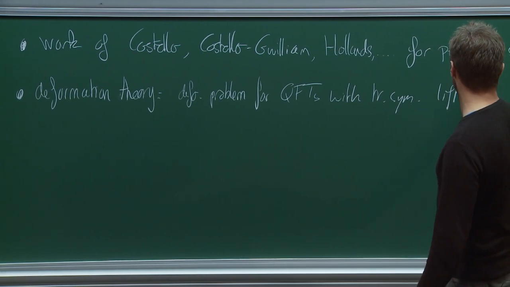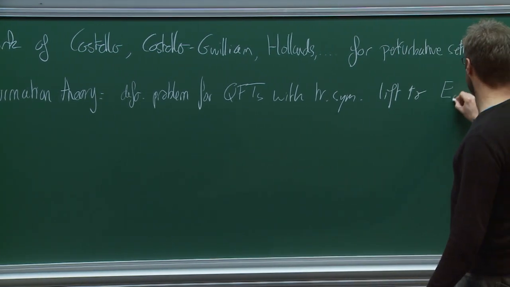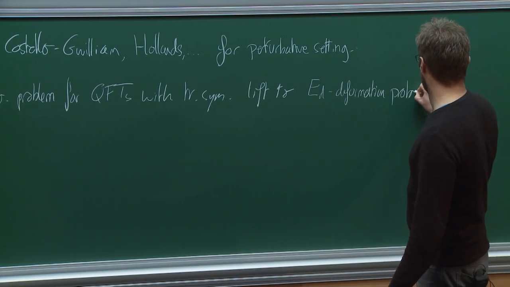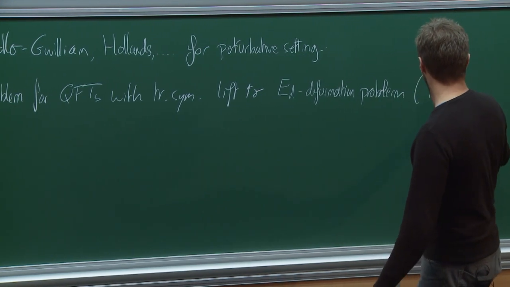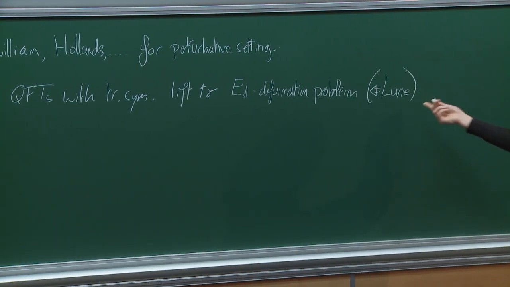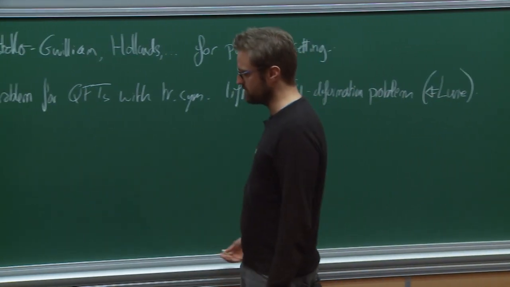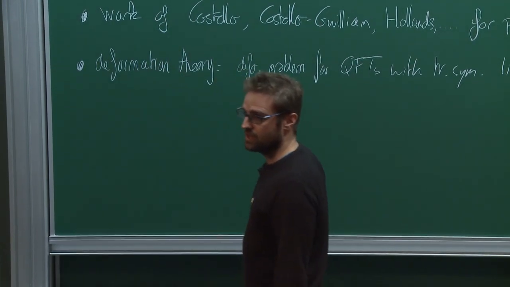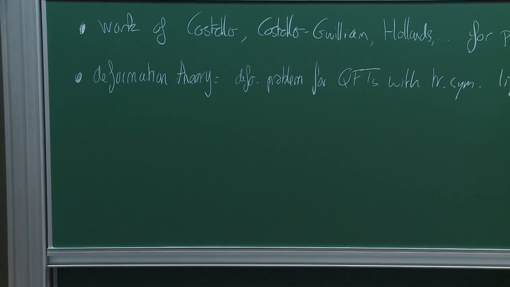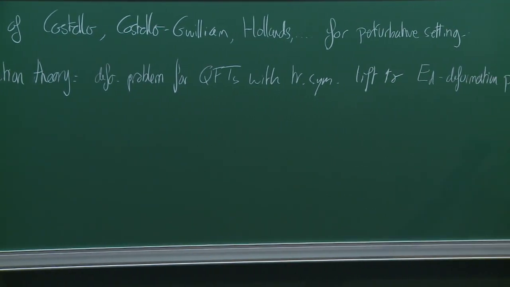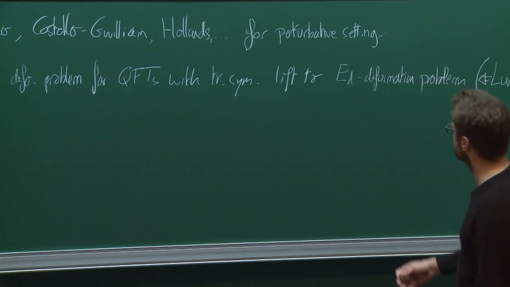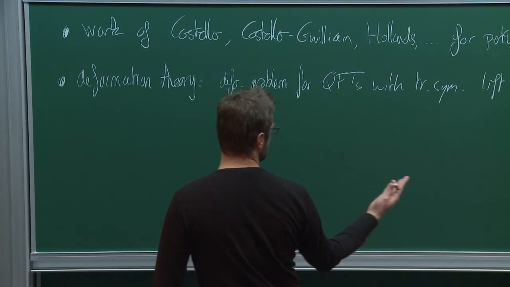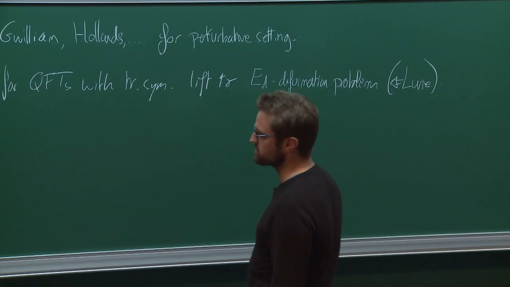So this should lift to some ED deformation problem, according to what Lurie actually proved. Lurie proved that formal moduli problems parameterized by commutative algebras are equivalent to Lie algebras, and formal moduli problems parameterized by ED algebras, which are commutative but not quite commutative algebras, let's say, are also equivalent to ED algebras with some shift.